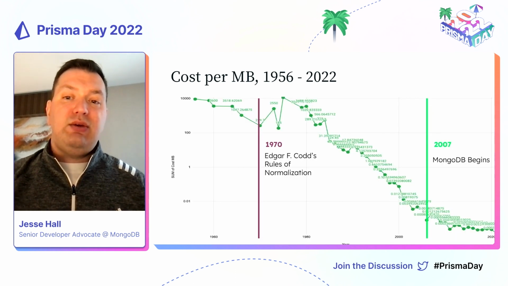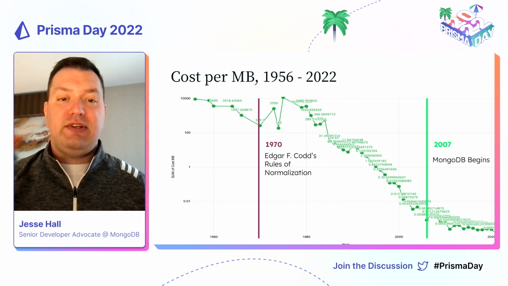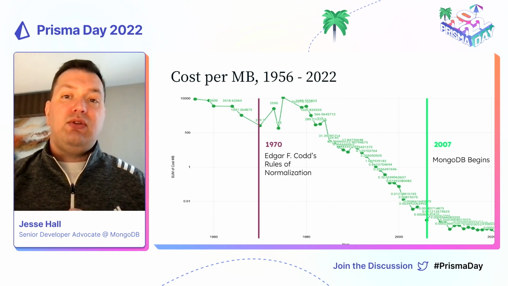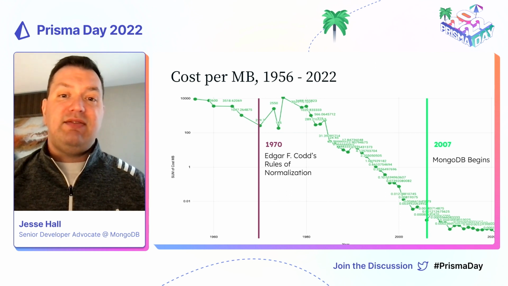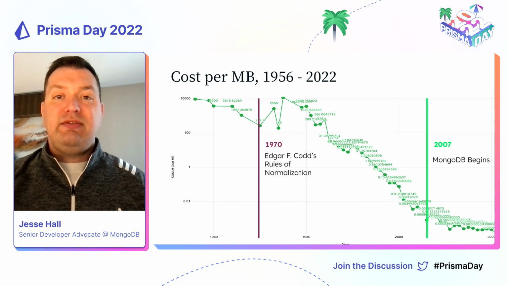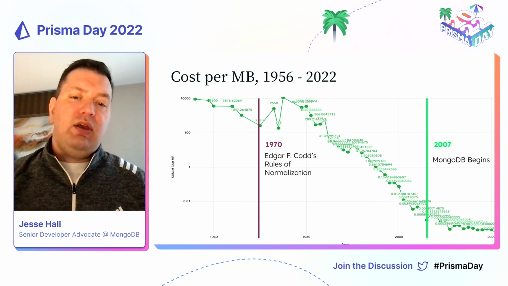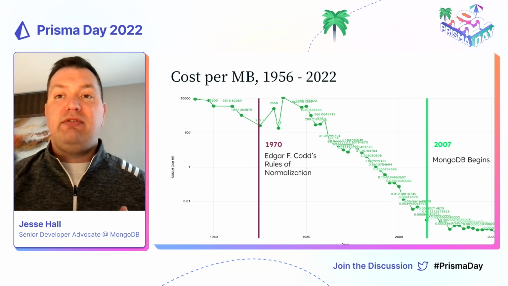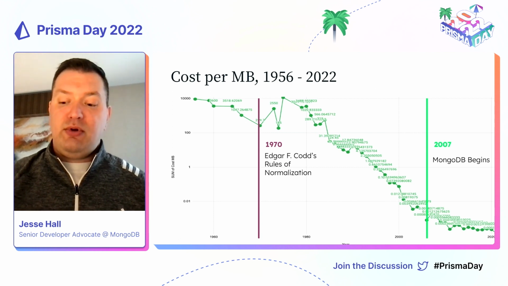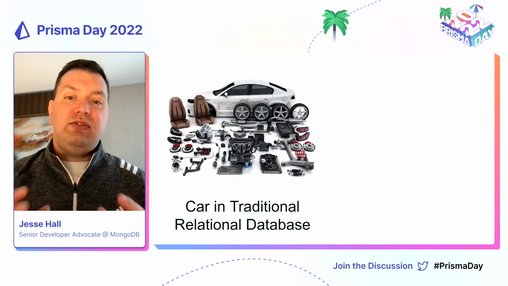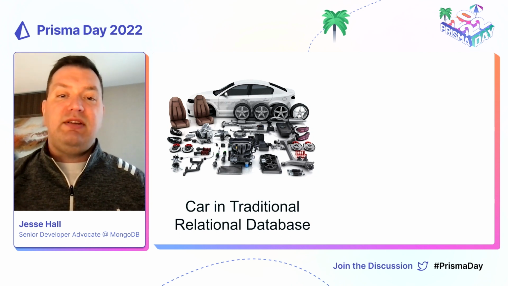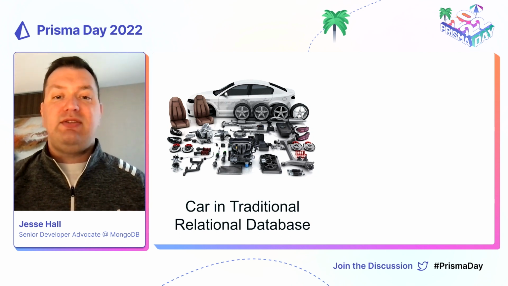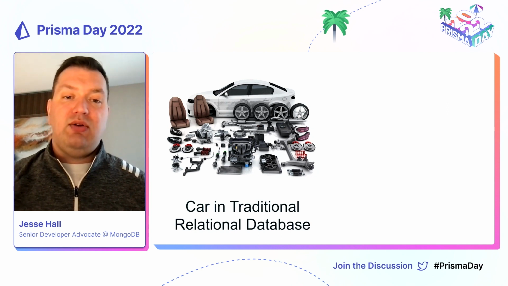And here's another look at the rapid reduction in data storage costs over time. Edgar Codd introduced the rules of normalization in 1970 when storage was still very expensive. And then around 2007, someone comes along and asks the question, does normalization still make sense? We no longer have the constraints of limiting data that is saved because of financial costs, and this was the birth of MongoDB. And this is a great way of visualizing the difference between storing data in a relational database versus a document database like MongoDB.